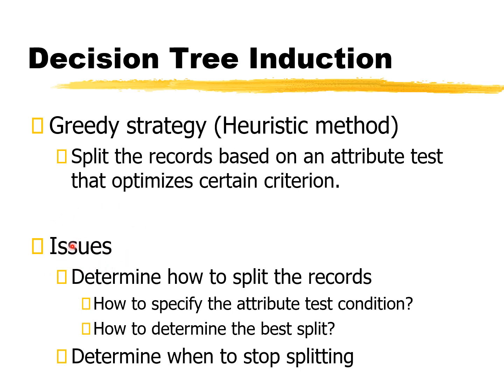Now, the issues regarding decision tree induction are to determine how to split the records, what the attribute test conditions are that we want to apply, how to determine the best split, and to determine when to stop splitting. So all of these issues are about how to specify our attribute test condition, especially if we have a continuous attribute, and also when we stop splitting.